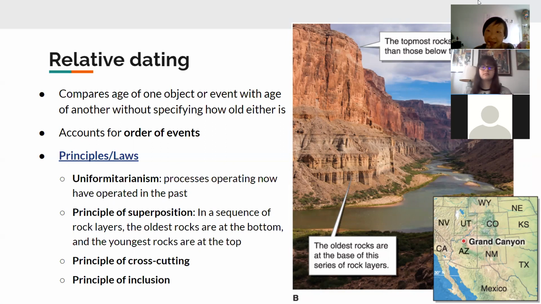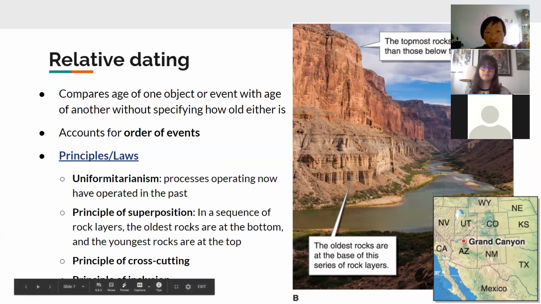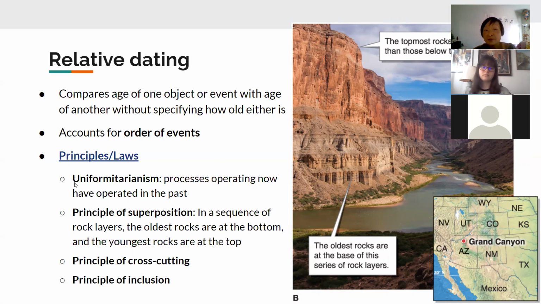So there's another dating method. We call that relative dating. We basically just want to sort our rock layers, which one is older, which one is younger. So here are the laws or the principles we need to follow. The first one is, it's very long. It took me some time to practice how to pronounce it. Now I manage it, and you can too.